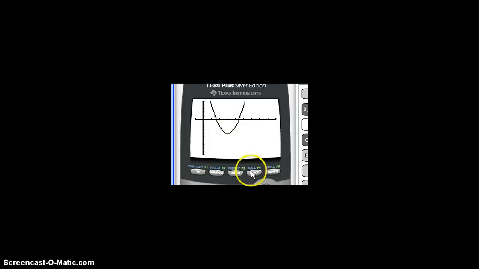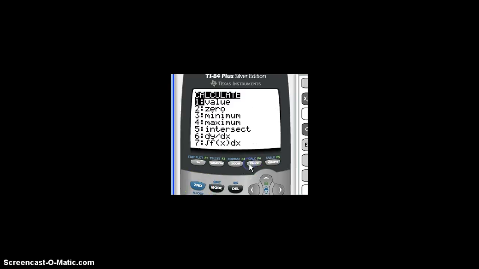Let's hit the trace. 1.6, that's pretty close, and 4.4, that's pretty close too. Now what if I needed to know the exact value, or close to the exact value? I'm going to go back and locate myself over here, close to this root. I could use a feature of the calculator called intersection. I go to the blue calc feature by selecting second calc, and I'm going to look at number 5, intersect. Well, no, we don't need to hit intersect. Sorry about that. We need to hit 0, which is feature 2.